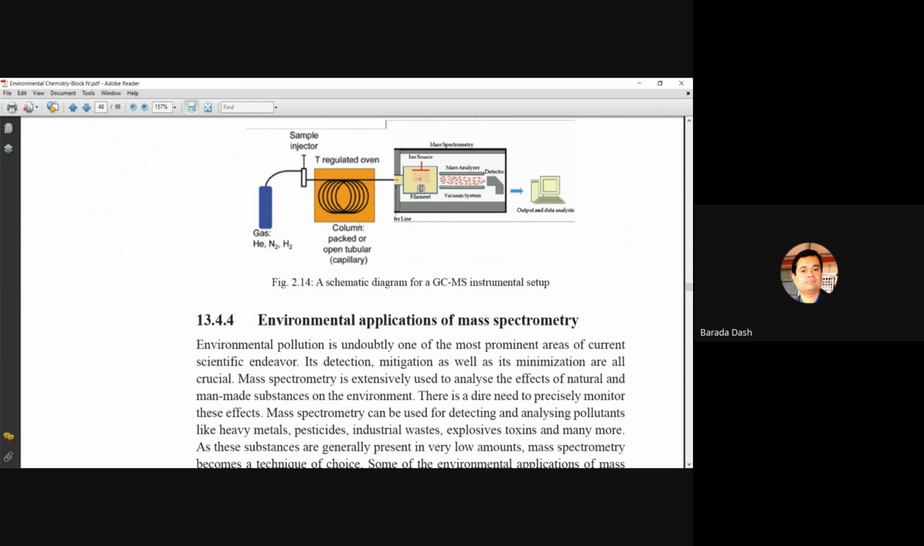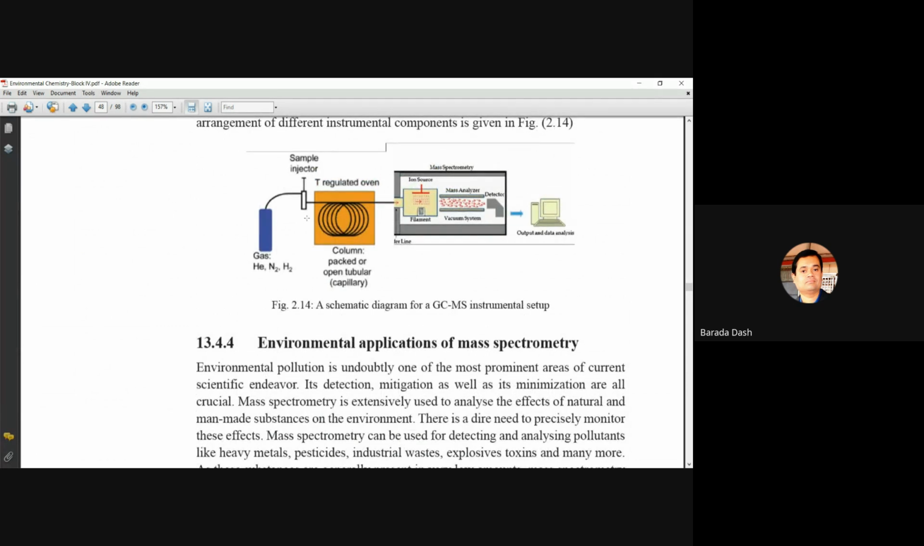So this is the GCMS analyzer, where you have a gas chromatography column, and the carrier gases are helium, nitrogen, and hydrogen. There is a sample injector, and after separation of different components via this gas chromatography column, it passes through the ion source and then the mass analyzer and detector. It's a combination of two: one is gas chromatography and the other is mass spectrometry. Combined together they are called GCMS.